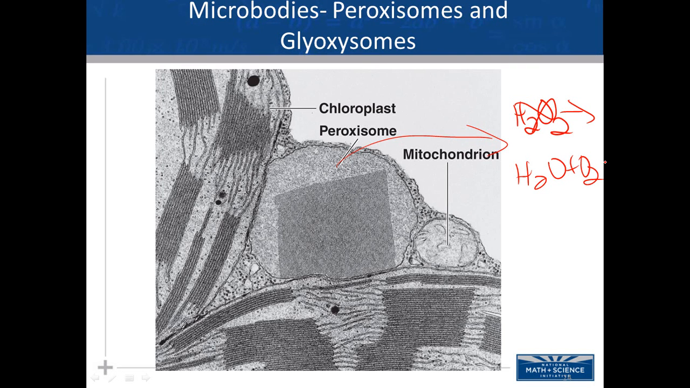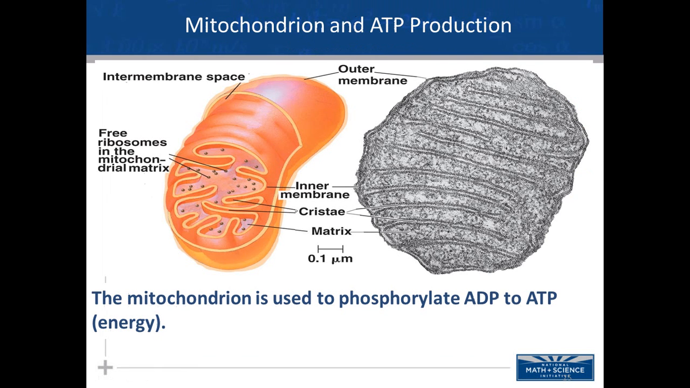Now, it turns out that when you drink alcohol, which contains ethanol, this is the way that ethanol is detoxified. Now, a glyoxysome is a microbody in plant cells that has the ability to convert fatty acids to sugars. Animal cells do not have glyoxysomes. And so if you're talking about a seed that has oils, they have the ability to take that oil and turn that into carbohydrates. So the last thing we want to look at in this little PowerPoint is the mitochondrion.